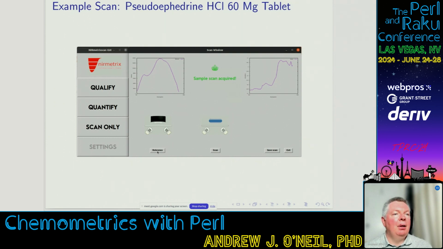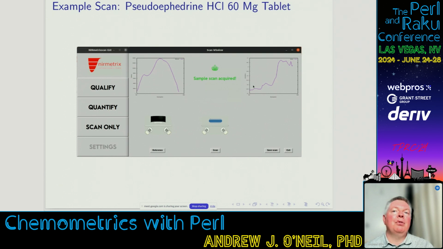And here we have the scan window. The first time this is used in a 24-hour period, scan would be grayed out, but reference wouldn't be. It would be the only option that could be triggered. You'd have to put the sintered PTFE block on top of the optical window and measure this and acquire a background spectrum before it's possible to then put a tablet or a capsule on the window and measure the spectrum. And here's the spectrum of the pseudoephedrine tablet.